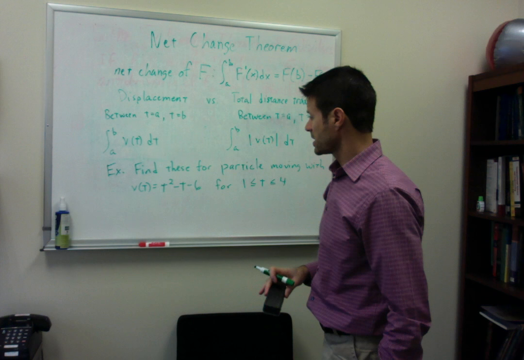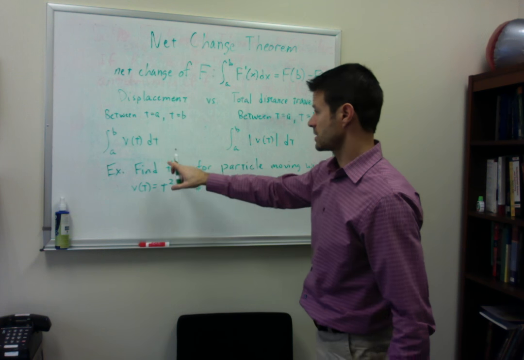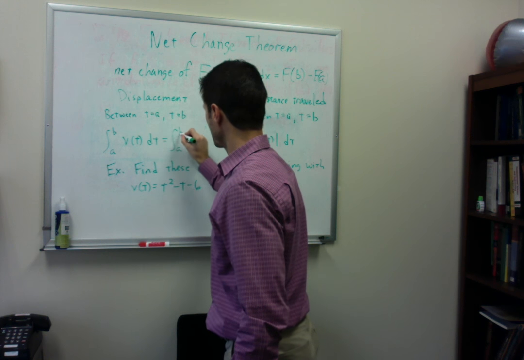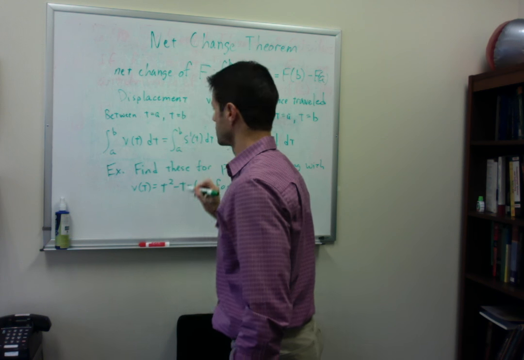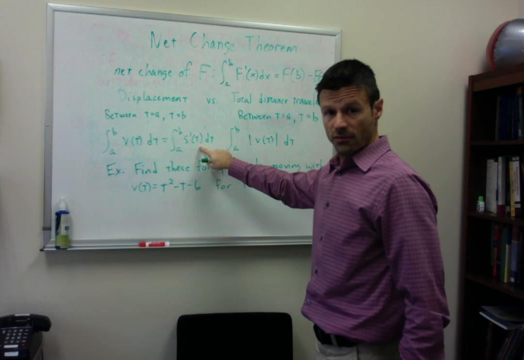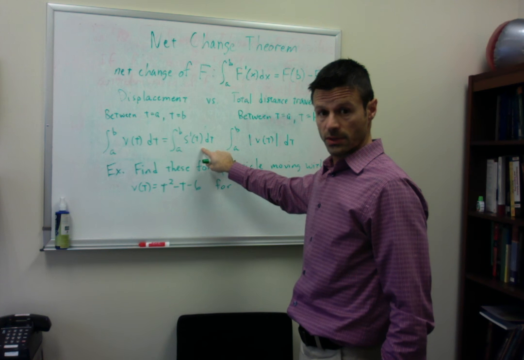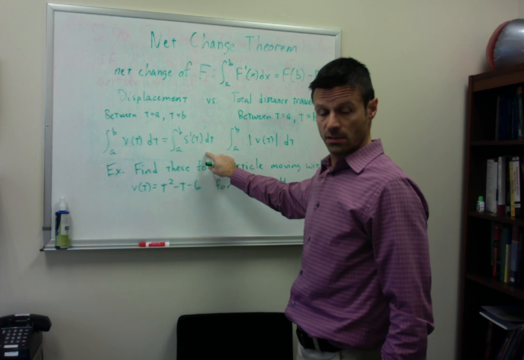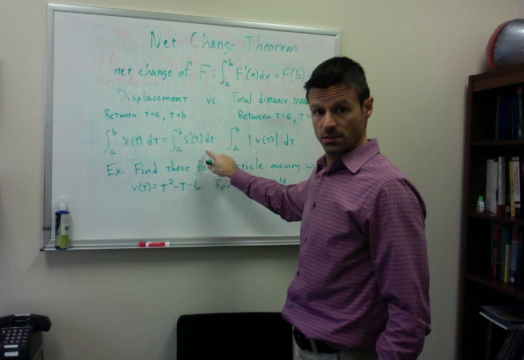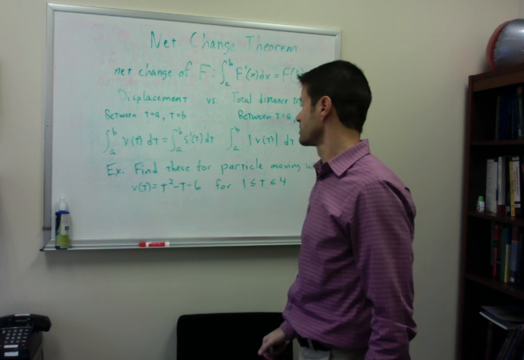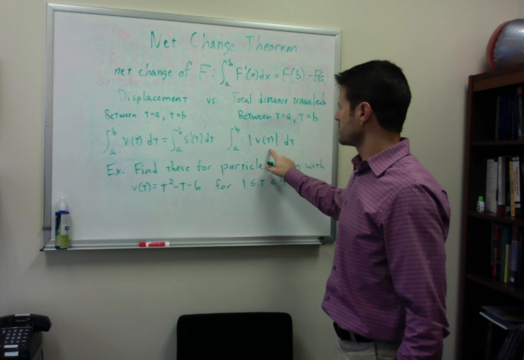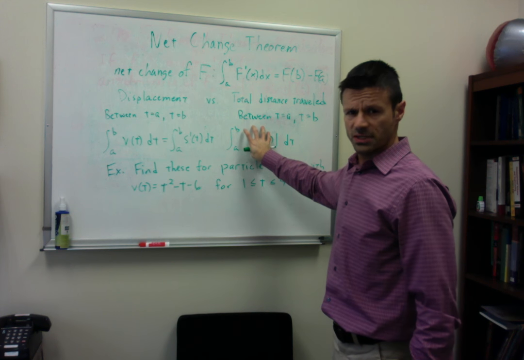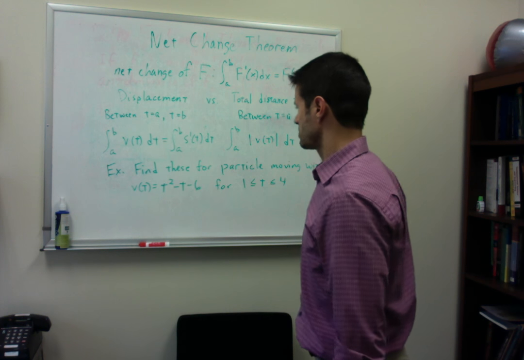For computing displacement, as I said, this is really equal to the integral from a to b of s prime of t dt. If we integrate this, we use the fundamental theorem of calculus and simply compute s of b minus s of a. That would be the displacement, where s is the position function. Here, though, we can't simply write this for total distance. Whenever we have the absolute value, we have to deal with that separately, and we'll get to that. But for now, let's compute displacement.